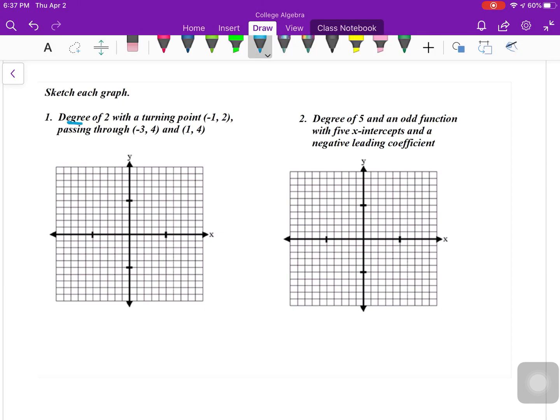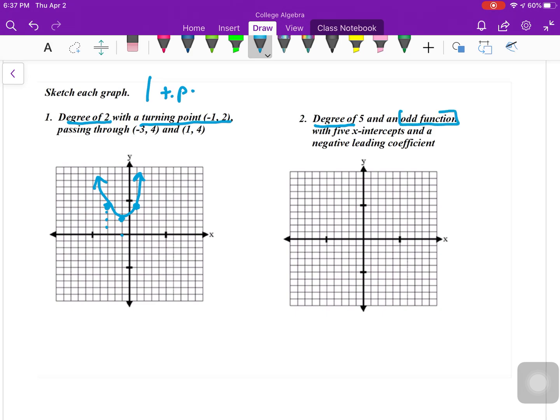All right, now these say to go ahead and sketch the graph. I need a degree of 2, so that means 1 turning point. And my turning point happens to be at negative 1, 2. Negative 1, 2, right there. This graph must pass through negative 3, 4, so I'm going to plot that. 2, 3. Negative 3, 4, and 1, 4. So since this is where it turns, it must go something like this.